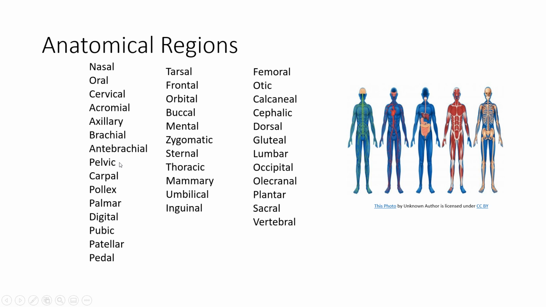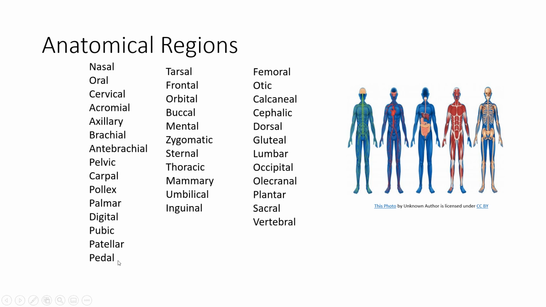Pelvic would be the pelvic region where we have the genitalia and reproductive organs. And the urinary bladder is also in the pelvic region. Carpal refers to the wrist. Pollex is the thumb. Palmar is the palm of the hands. Digital is talking about the fingers. Pubic is part of the pelvic region, but it's specific to the external genitalia where hair would typically cover the pubic region. Patellar is the knee.